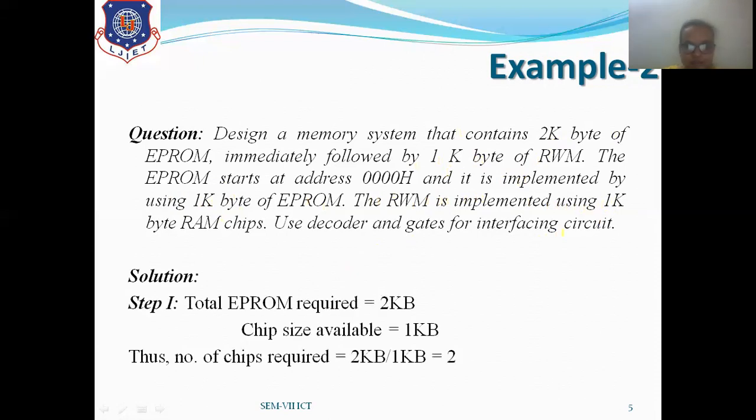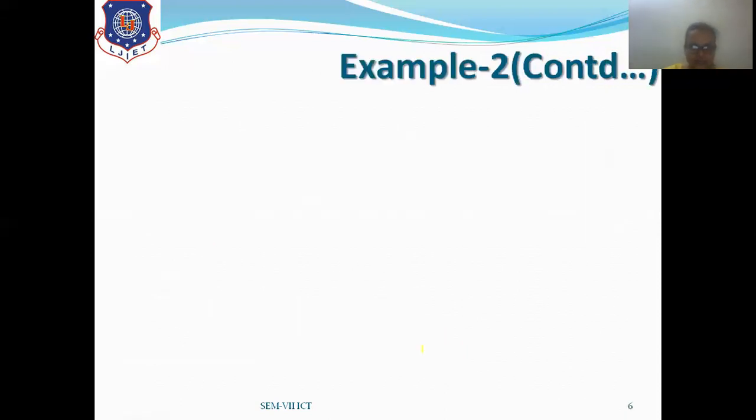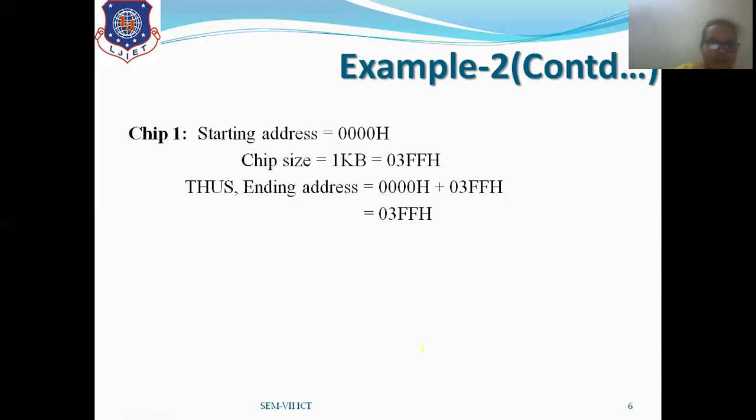So this is the first step. We need to calculate the number of chips. So the total EPROM required is 2 KB. The chip size available is 1 KB. So the total number of chips will be 2 KB by 1 KB, that is equal to 2. So 2 ROMs will be connected successively, and after the 2 ROMs, 1 RAM will be connected. Now we will find the starting address.